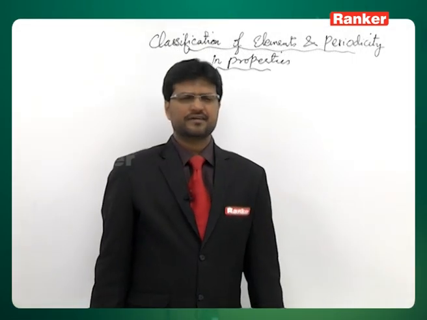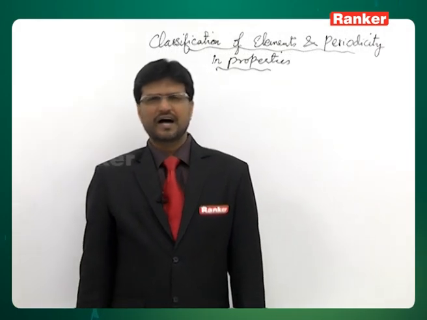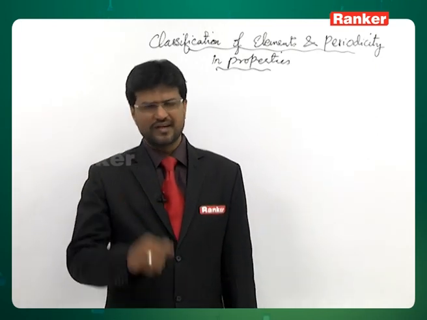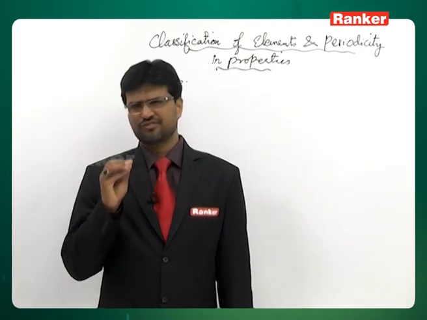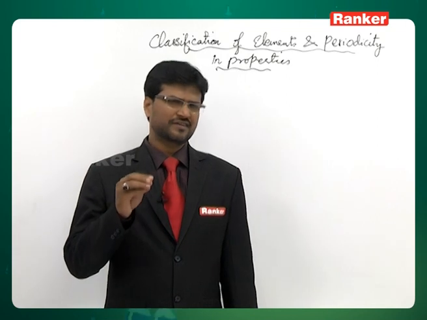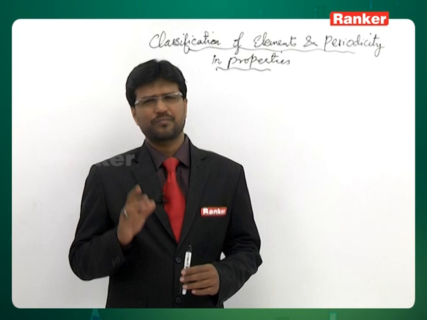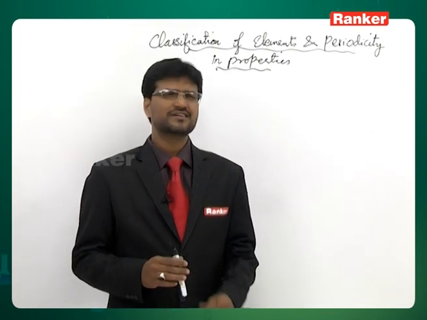Question number 8. Increasing order of ionic radius among Al3+, Mg2+, O2-, F-. You have to arrange these species in increasing order of their ionic radius. As I told you just now, as the positive charge increases, size decreases. These are all isoelectronic species. They all have the same number of electrons in their atoms, so they are called isoelectronic species. As the positive charge increases, size decreases, or I can put it like this: as the negative charge increases, size increases.